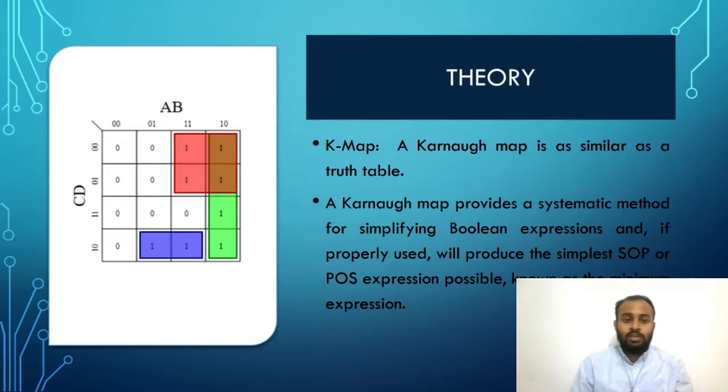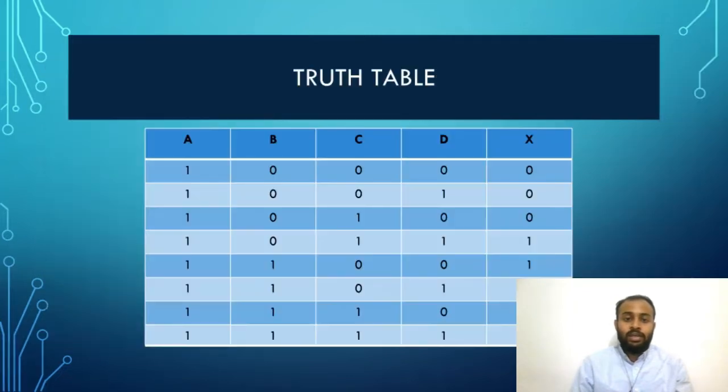I am going to present the truth table using K-map for this presentation. So first, let's talk about the theory. K-map or Karnaugh map usually provides a systematic method for simplifying Boolean expressions, and if properly used, it will produce the simplest SOP or POS expression possible. A Karnaugh map is also similar to the truth table. So from the next slide, we can see the truth table.